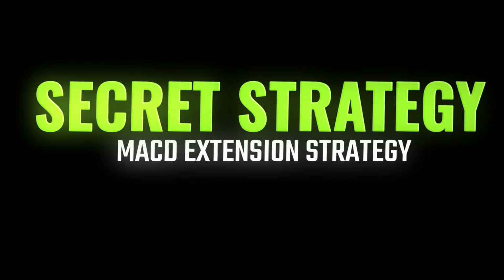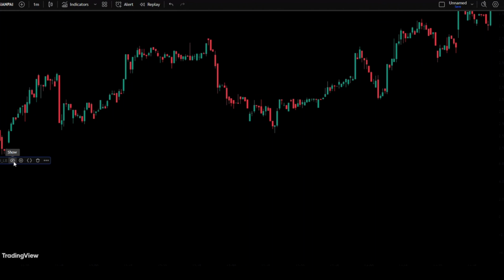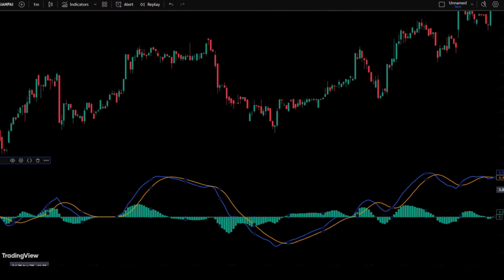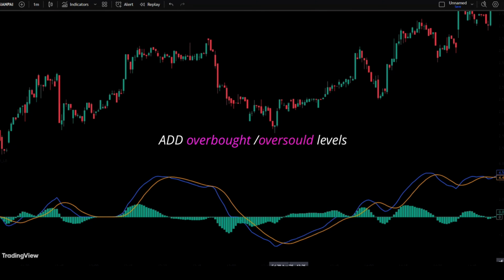Now I will tell you such a strategy whose win rate is also 70 to 80%, and the name of this strategy is the MACD extension strategy. This is a little advanced but profitable. So on this strategy you have to add the MACD, and you also have to add overbought and oversold lines on this indicator. How will you do that?